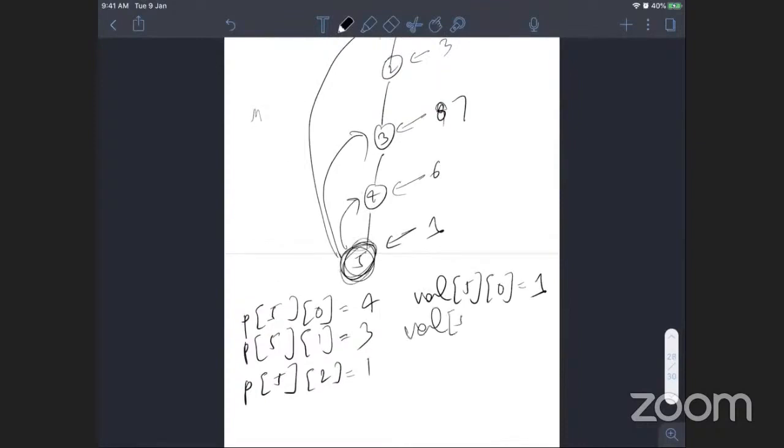Can anyone tell me? Six, correct. Because from path 5 to 3, but I'm excluding 3, I'm only talking about the one step before. And what's the max value? So that's 6. What will val 5 2 be?